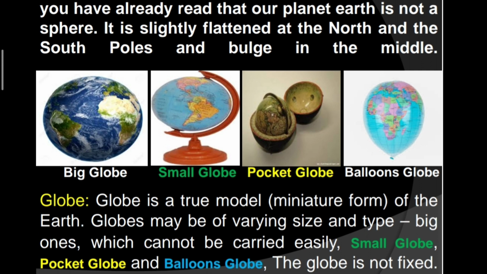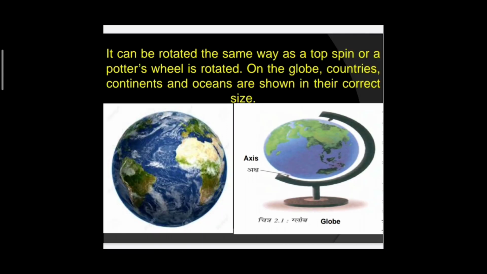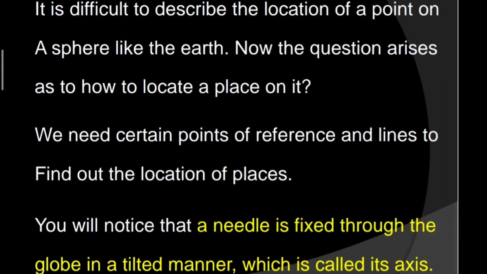In this slide, we have shown many types of globe. It can be rotated the same way as a top spin or a potter's wheel is rotated. On the globe, countries, continents and oceans are shown in their correct size. It is difficult to describe the location of a point on a sphere like the Earth. Now, the question arises as to how to locate a place on it. We need certain points of reference and lines to find out the location of places.